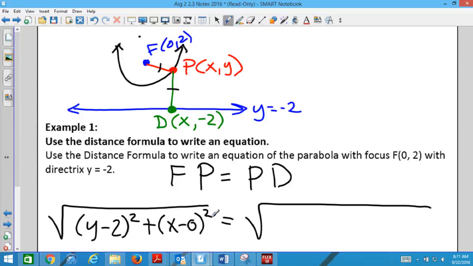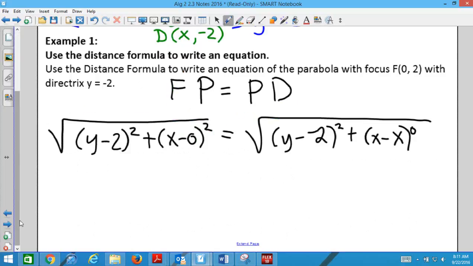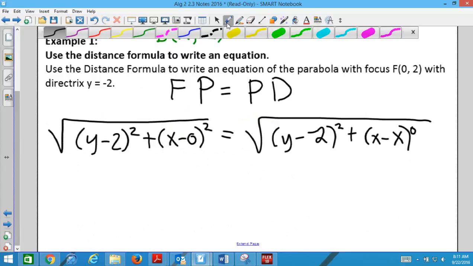And then we are going to do our distance formula again from P to D. So I'm going to take y minus -2 squared plus x minus x squared. So we just plug that into our distance formula. And then we started to simplify it, and that's kind of where we left off last class.